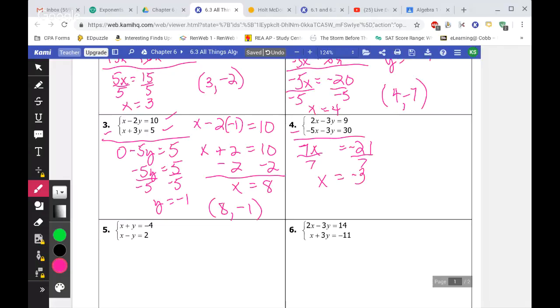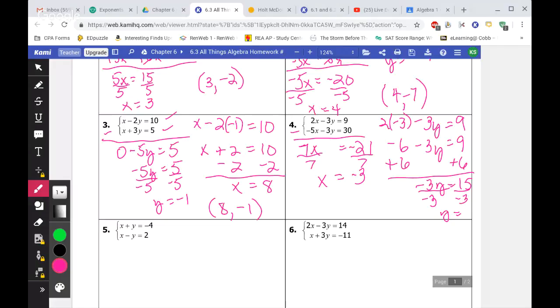So now we'll take that value, -3, and substitute it back into one of the two equations. Doesn't matter which one. But we substitute it in for the x, and then we can solve for the y. 2 times -3 is -6. Add 6 to both sides. We have -3y equals 15. Now you divide both sides by -3, and you get y equals -5.